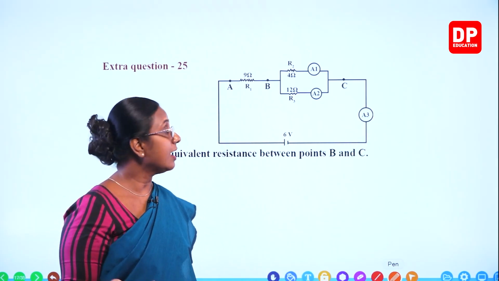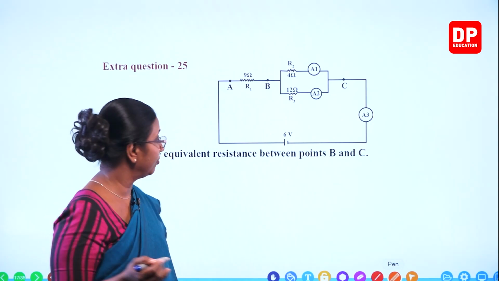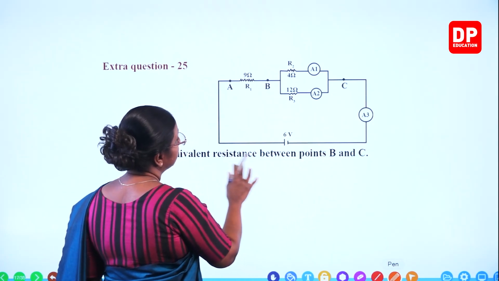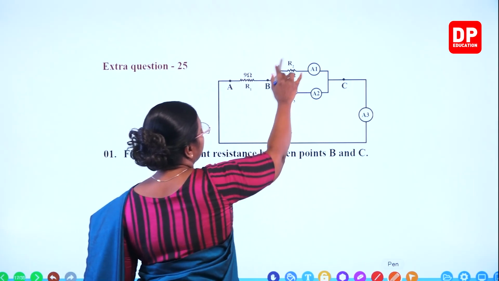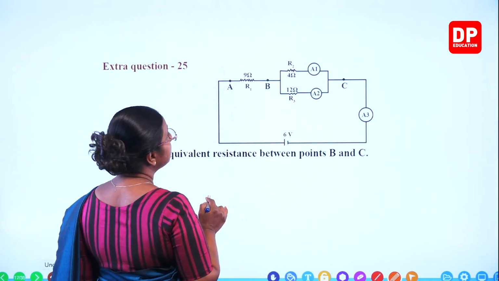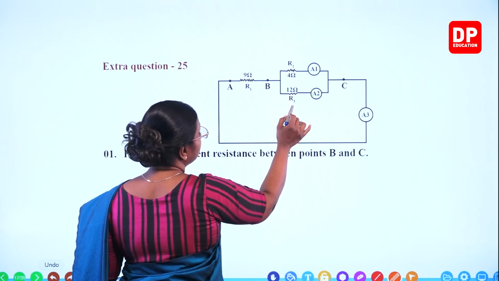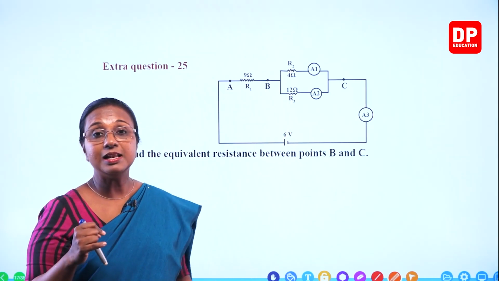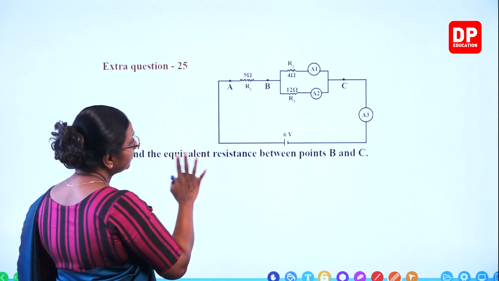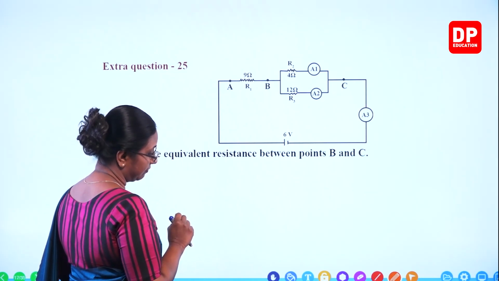A1, A2, A3 are ammeters to measure the current flow. So that is how the circuit is. R1 along with the parallel part is a series combination, whereas R2 and R3 are a parallel combination. So what happens to the potential difference?